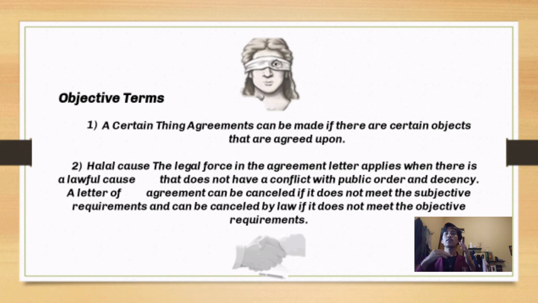Okay, next, objective terms. Number 1, a certain thing: an agreement can be made if there are certain objects that are agreed upon. And number 2, a lawful cause: the agreement letter is valid when there is a lawful cause that does not conflict with public order. A letter of agreement can be canceled if it does not meet the subjective requirements, and can be void by law if it does not meet the objective requirements.